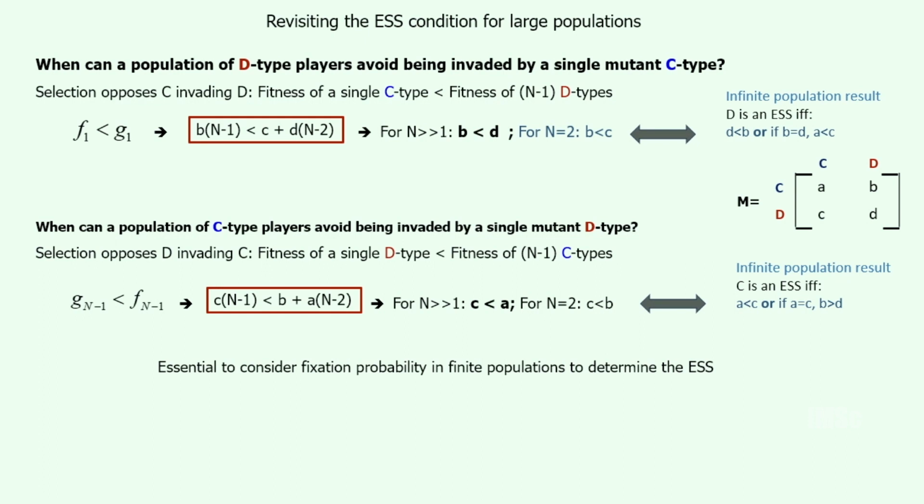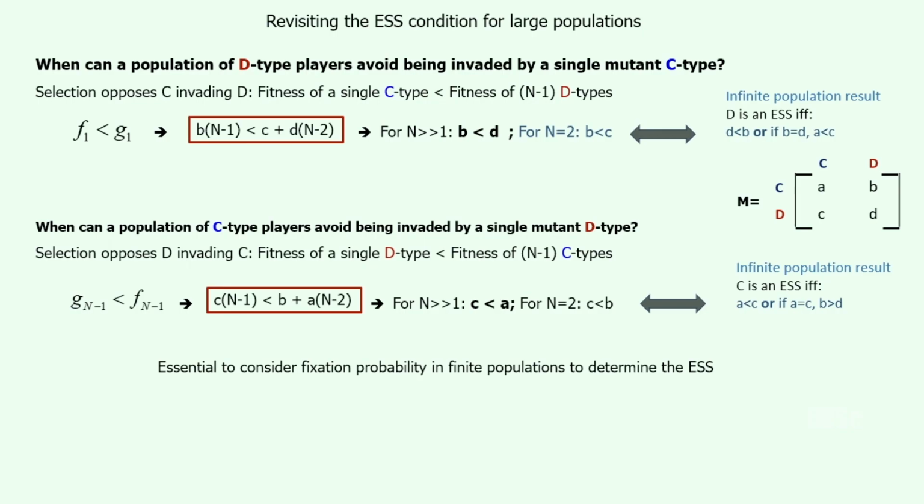So this condition for ESS, if I want to translate it to finite populations, I am going to ask if the fitness of one C has to be less than the fitness of n minus 1 D's, right? And this we will show you. I just wrote down the result here. This leads to this condition. Now let's take the large n limit of this result. What does the large n limit give you? It gives you that B is less than D, right?